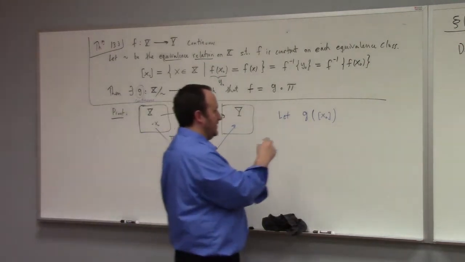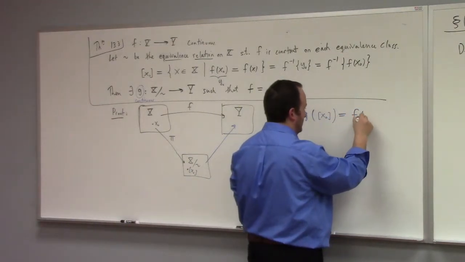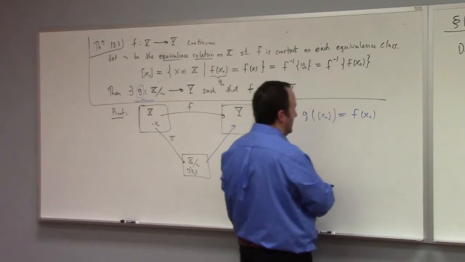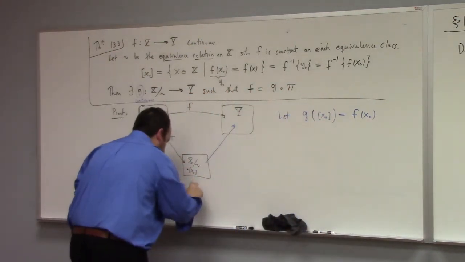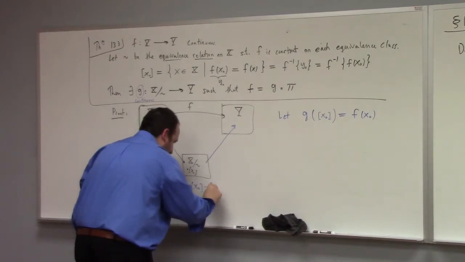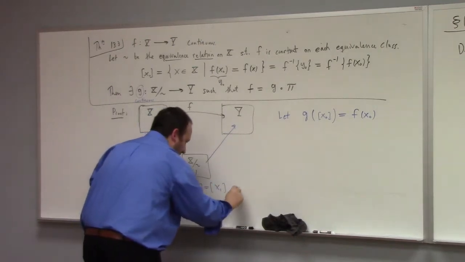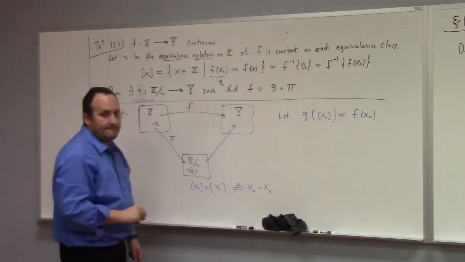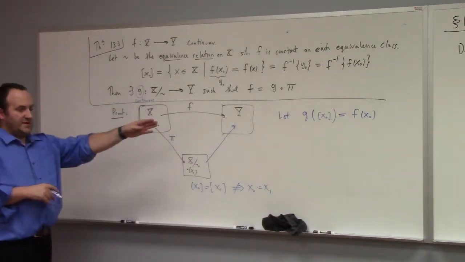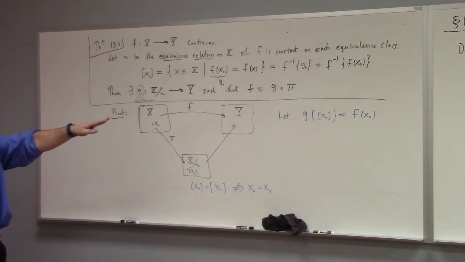Do you guys agree with Kang? What do you think? F of x naught? That makes sense. But that begs a question, right? Because x naught equals x1 does not imply that x naught equals x1, right? So when I make that definition, it begs a question: is G single valued if I so define it?